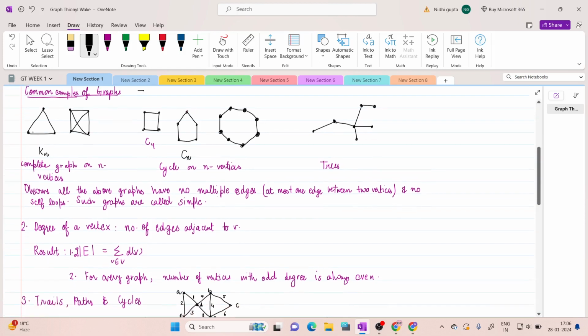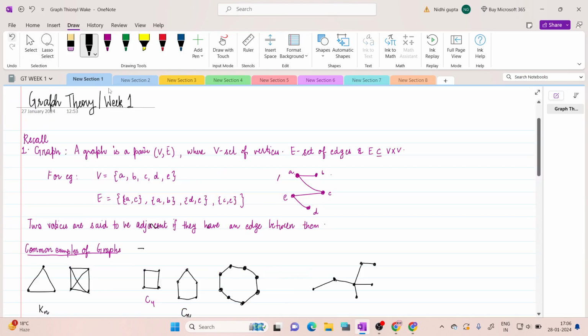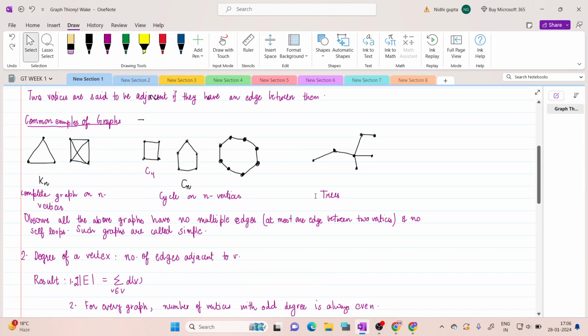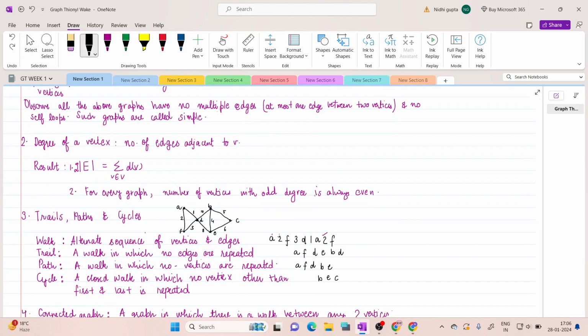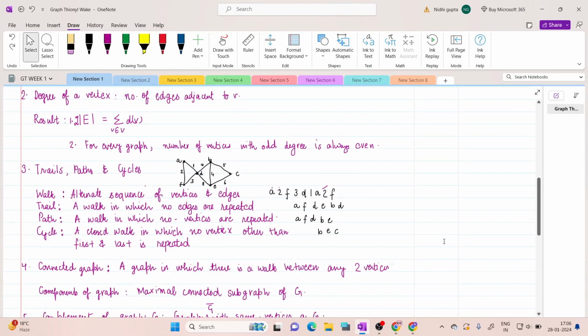The first basic result was that if you sum all the degrees of the vertices, the sum will be equal to twice the number of edges. Similarly, the other result was that for every graph, the number of vertices with odd degree will always be even.